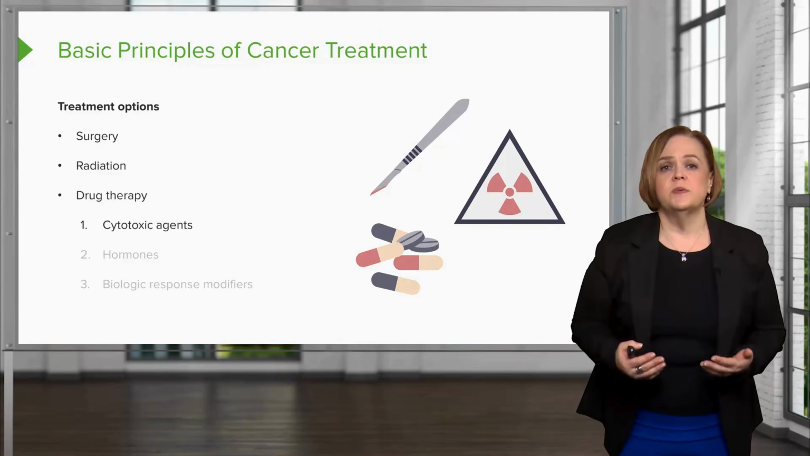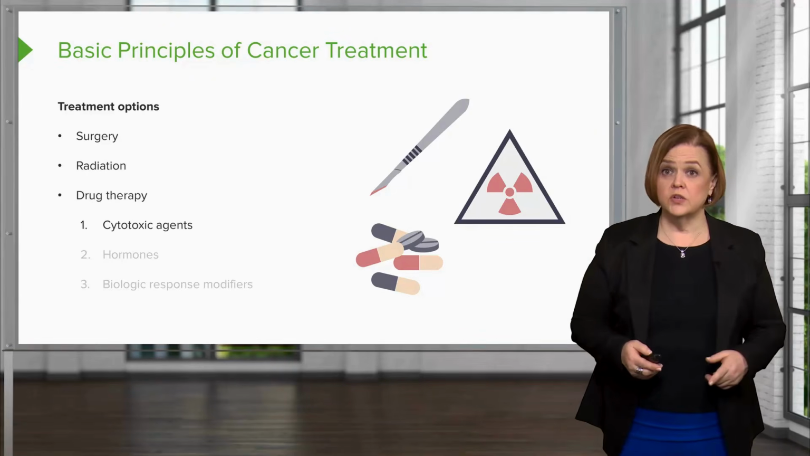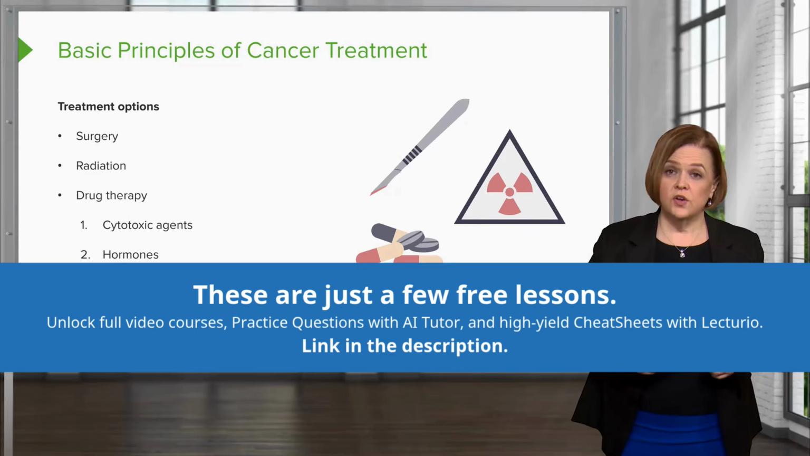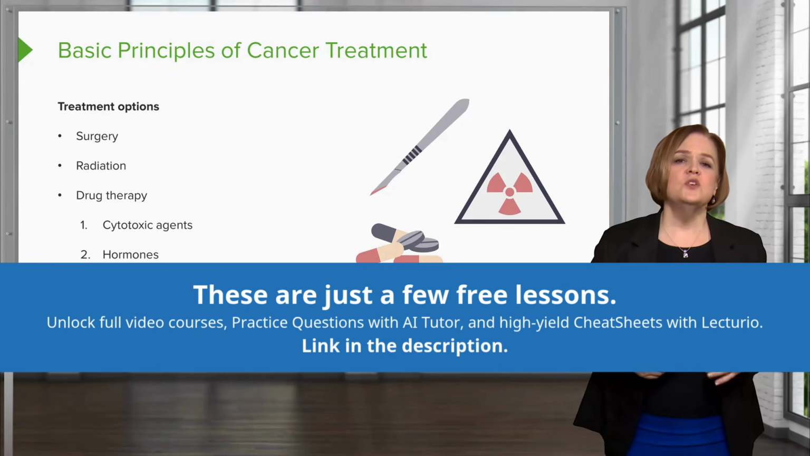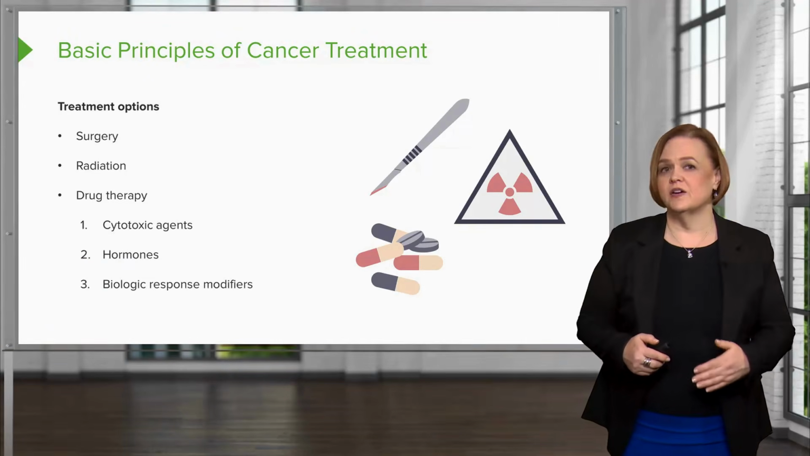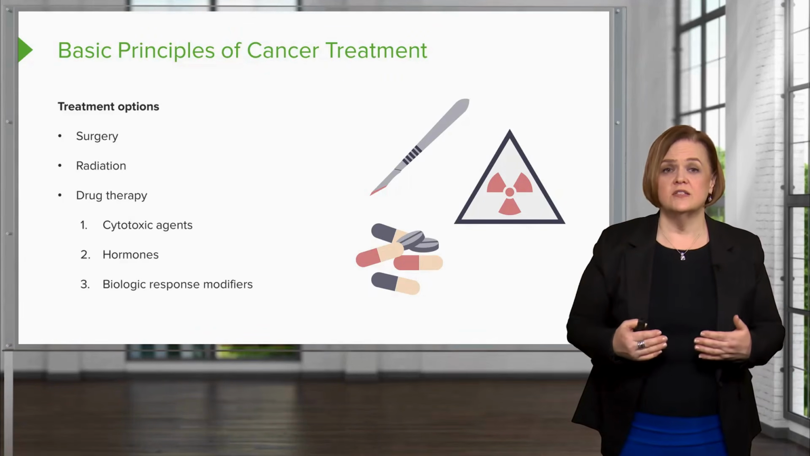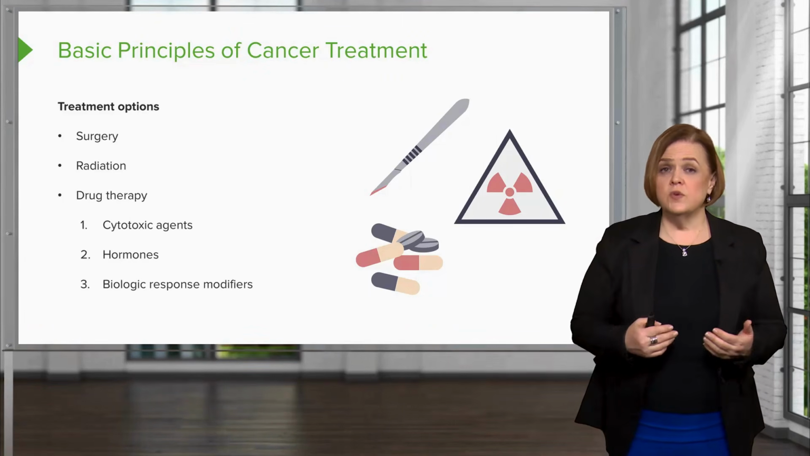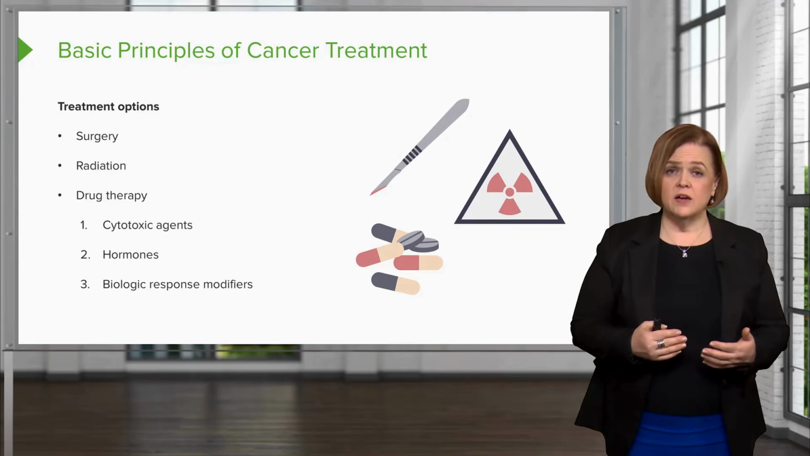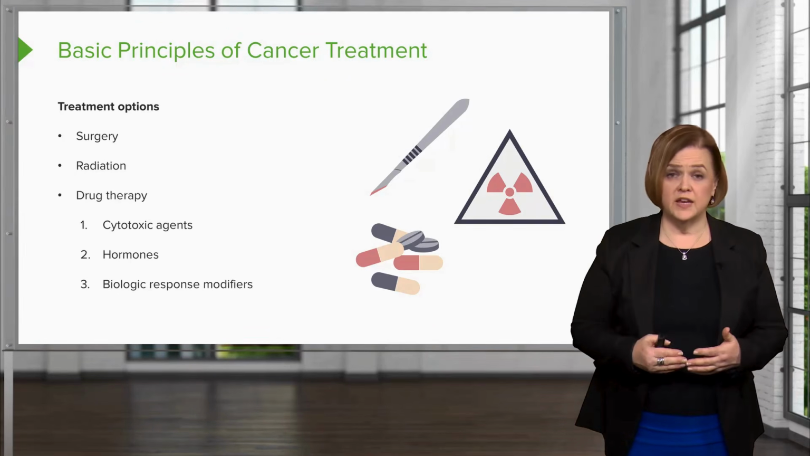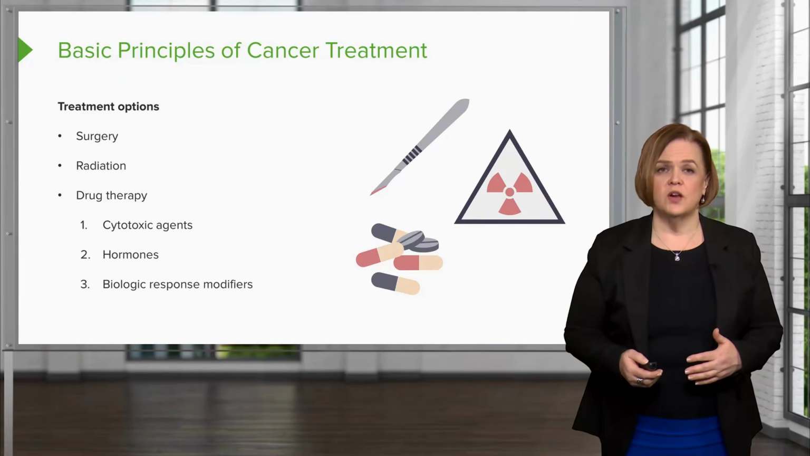Now, under drug therapy for cancer, there's three groups. Cytotoxic drugs, those are the ones we're going to focus on. There's hormones, which we're not going to focus on in this video. And there's also biologic response modifiers. But what we're going to learn about in this video series are cytotoxic agents. So know that when you're treating an overall treatment plan of cancer, you could use any combination of these options, surgery, radiation, and drug therapy. But we're going to focus on the drug therapy.